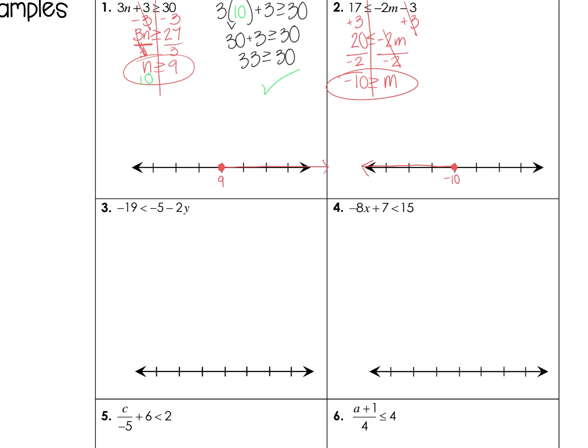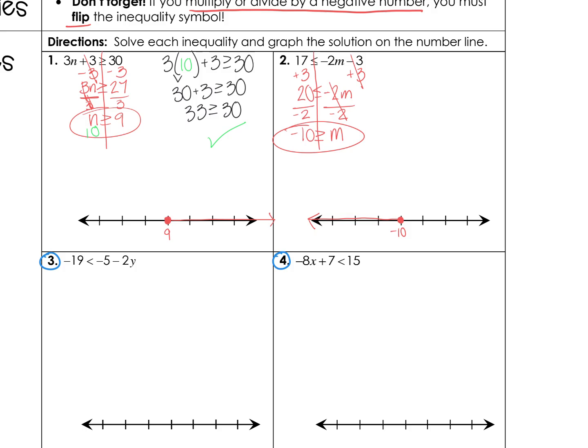I want you to pause this video. I want you to try numbers 3 and 4 completely on your own. Once you have finished it, or if you are getting stuck, go ahead and play this video to check your work. I am prefacing this because I didn't say this at the start and I meant to.